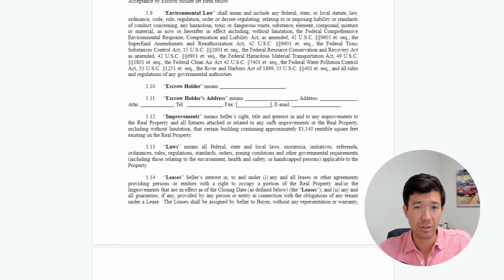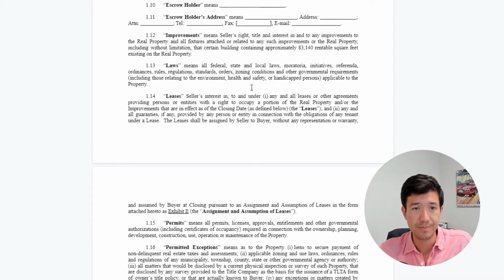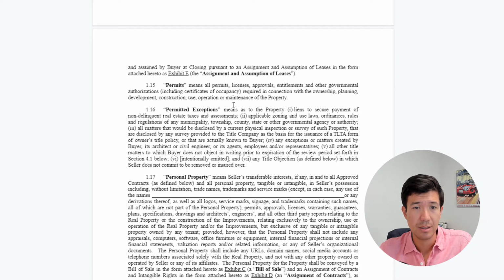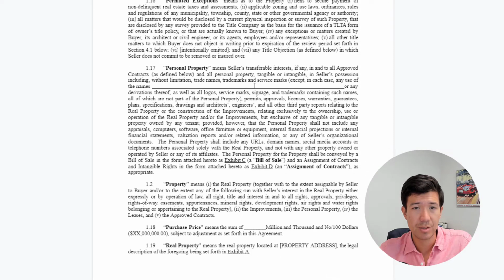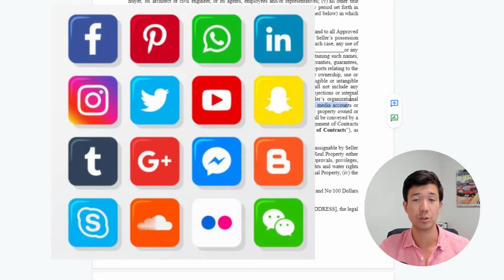Identify the escrow holder here. It's usually your title company here. All the improvements, laws, leases, permits, permitted exceptions. So here, personal property, we start to expand these logos, marks, signage. There's really a lot. URL, domain names, social media accounts. That's what I was talking about. May have a Facebook page. Google My Business. Very useful for driving tenants, especially on the multifamily side or consumer based.